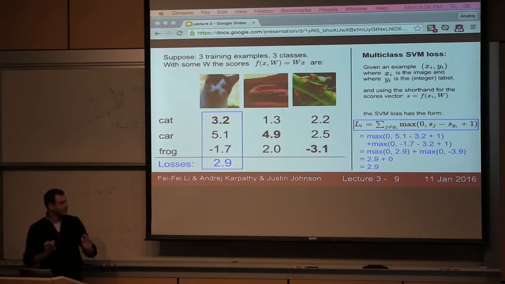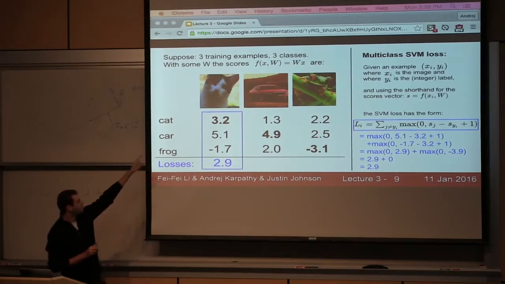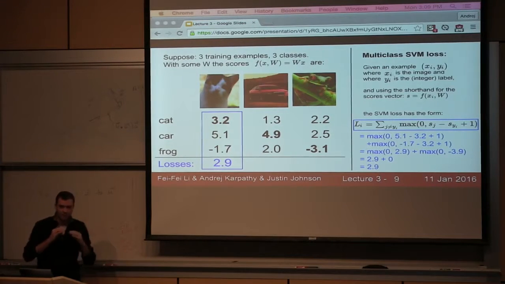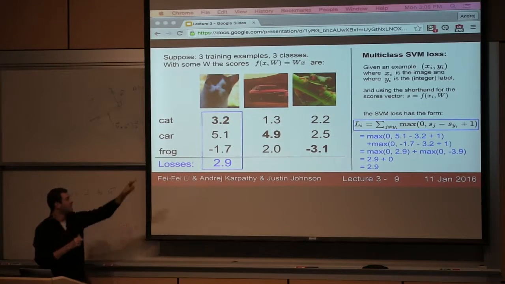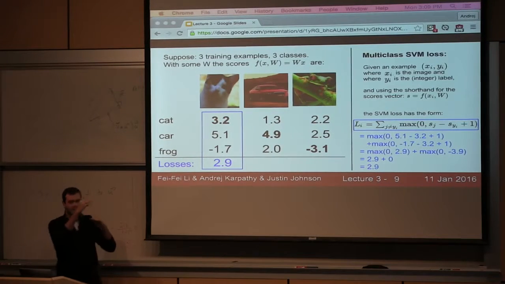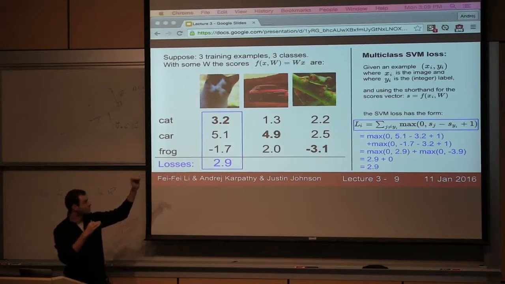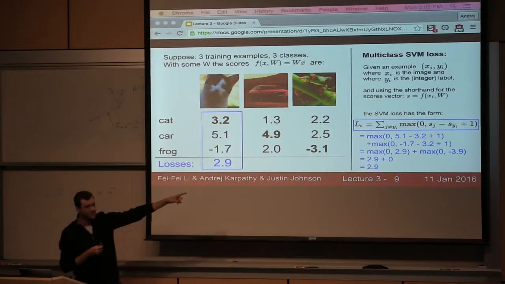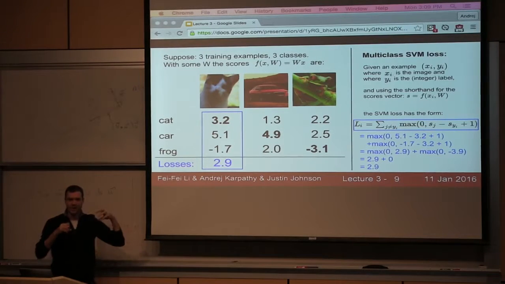So intuitively, what you can see here, the way this worked out, is the cat score is 3.2. So according to the SVM loss, what we would like ideally is that the scores for all the incorrect classes are at most 2.2. But the car class actually had a much higher score, 5.1, and this difference between what we would have liked, which is 2.2, and what actually happened, which is 5.1, is exactly this difference of 2.9, which is how bad of a score outcome this was.